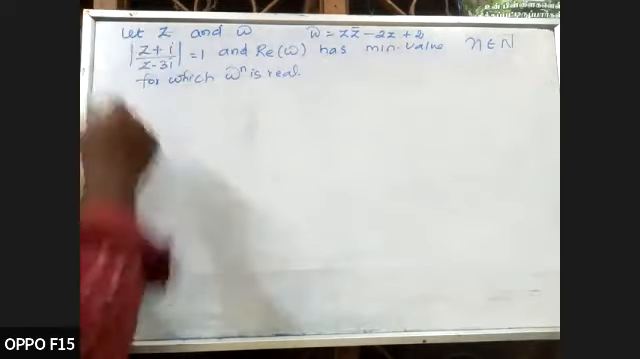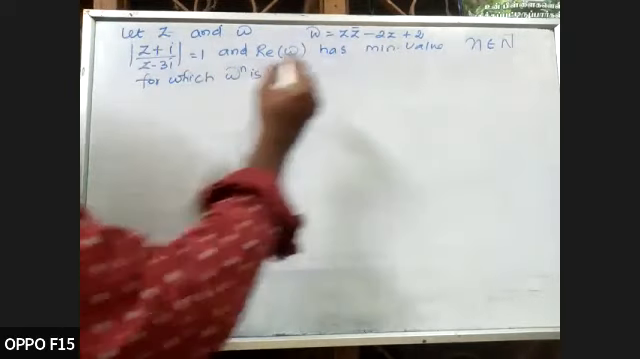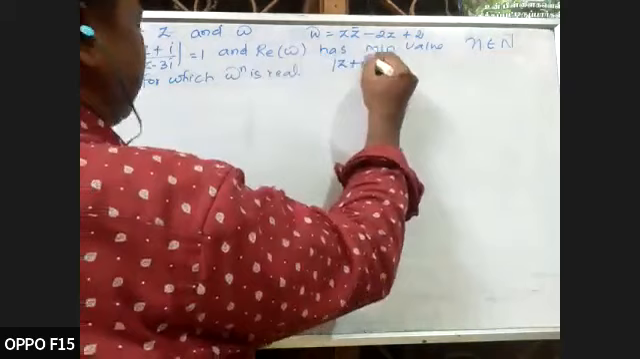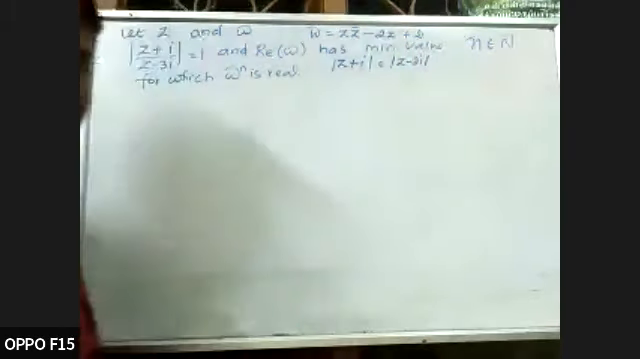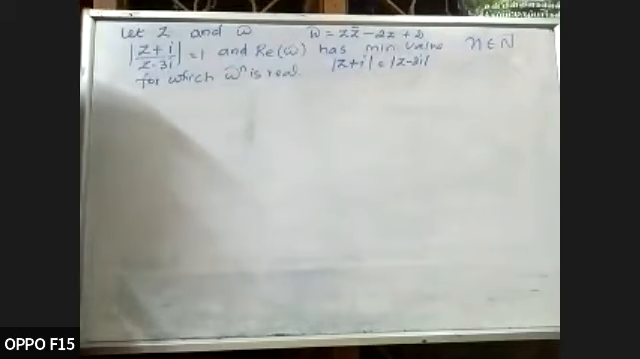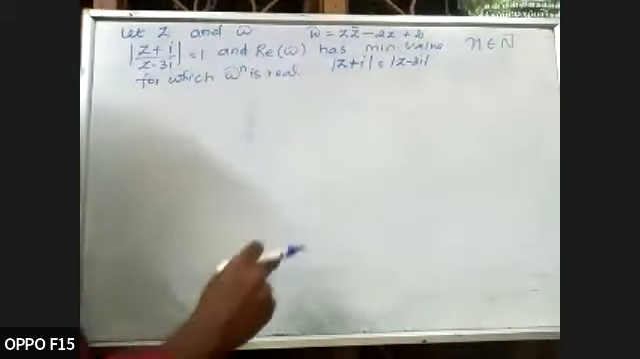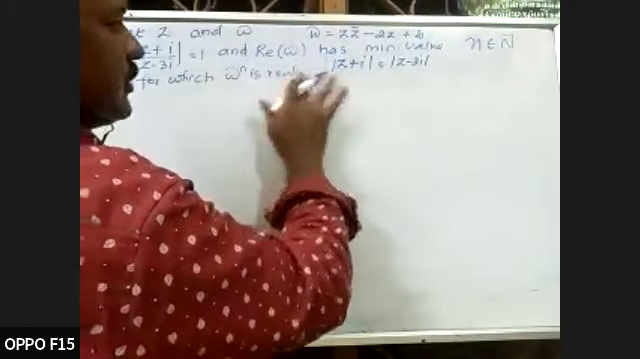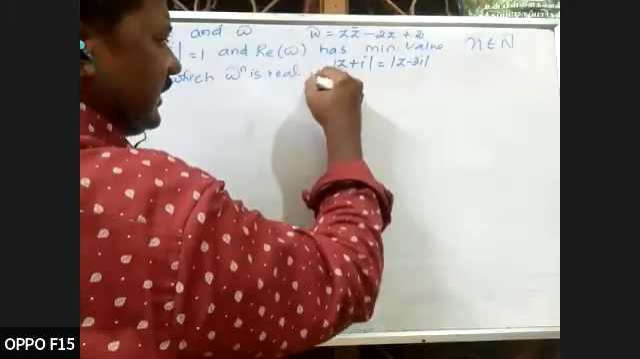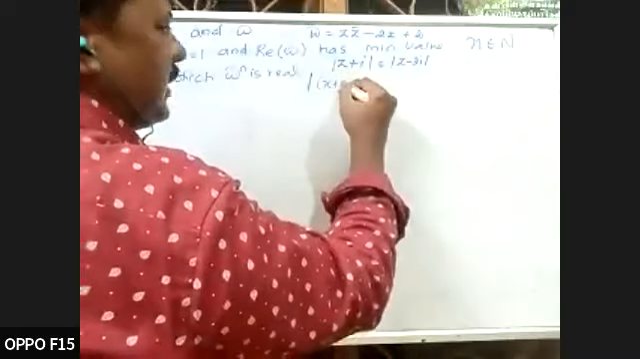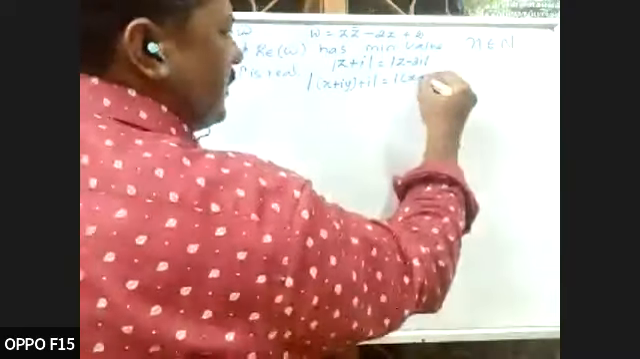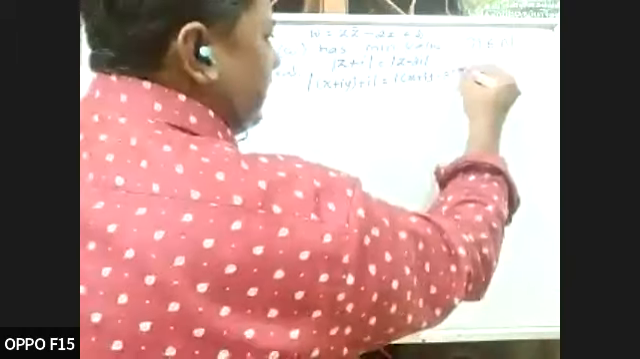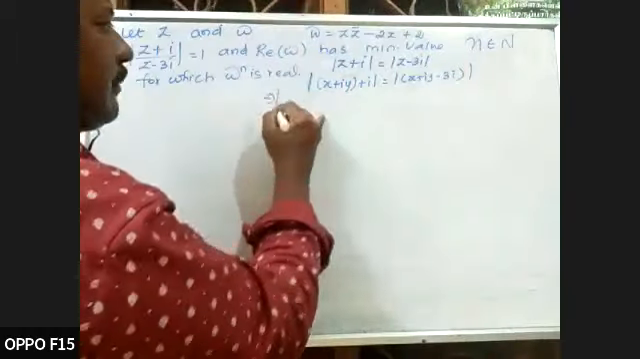So in this format, modulus of Z plus I is equal to modulus of Z minus 3I, because I can use the property of modulus of Z1 by modulus of Z2 and separate them, then cross multiply. Now let us take Z equals X plus IY. I am putting Z equals X plus IY in X plus IY plus I is equal to X plus IY minus 3I. Separate into real and imaginary.